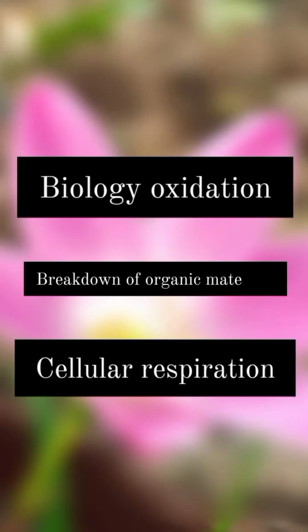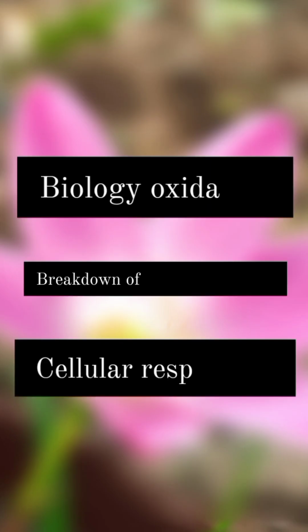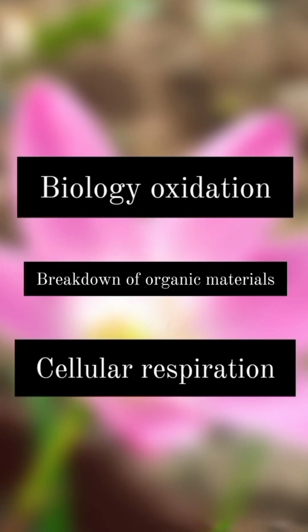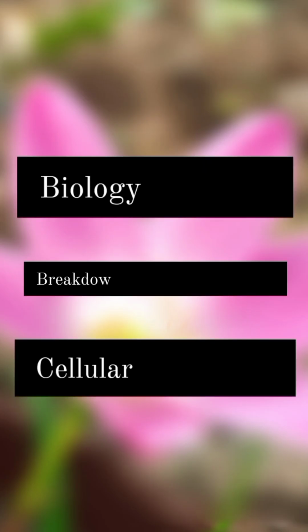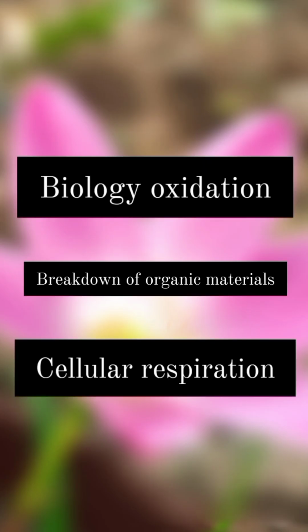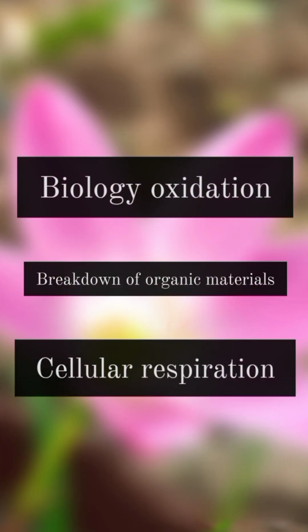So first, respiration. Respiration is a biological process in which organic materials are oxidized into carbon dioxide and water, with the release of energy. The energy released is used for synthesis of ATP, adenosine triphosphate. Mostly respiration occurs in the cytoplasm and mitochondria of plant cells.